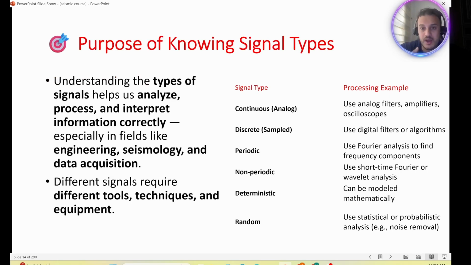So why are we considering the signal type? Because we need different tools and different analysis and processing for each type of signal. For continuous, the analog, we use analog filters, amplifiers, and oscilloscopes. If it's discrete, we use digital filters or algorithms. Periodic, non-periodic, deterministic, and random signals can be modeled mathematically, using statistical or probabilistic analysis. So for each signal type we have different tools and analysis to consider.